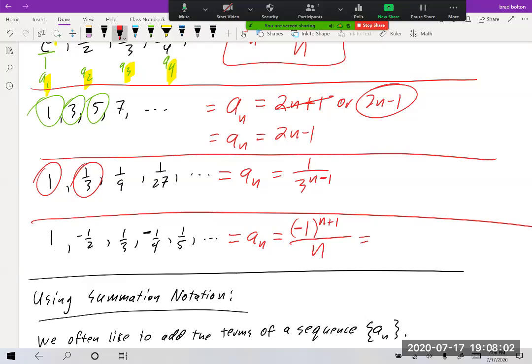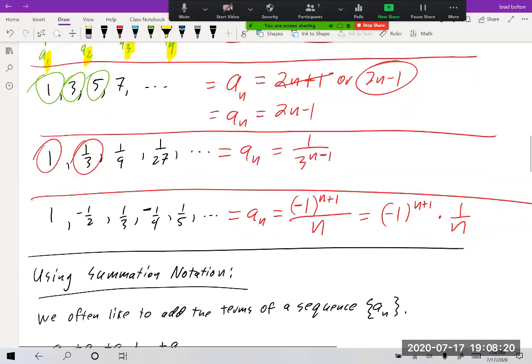So I think sometimes in your book, they like you to write it like this: -1 to the n plus 1 times 1 over n. They kind of like to have the alternating portion over off on the side. So we found a way to write this, and it's not so bad, right?